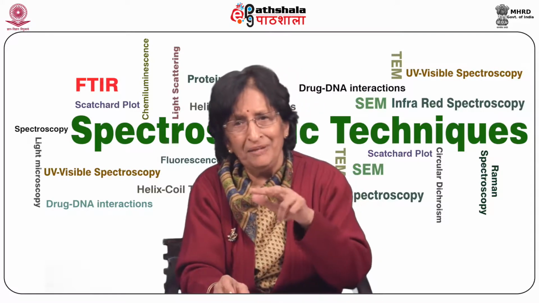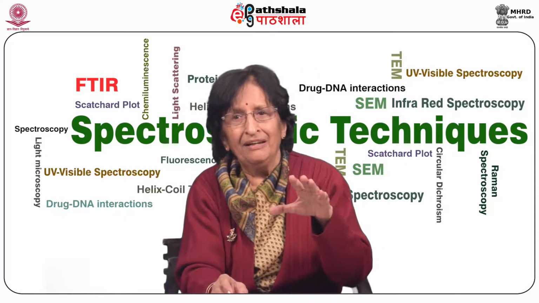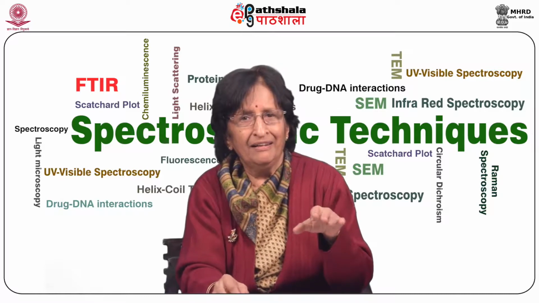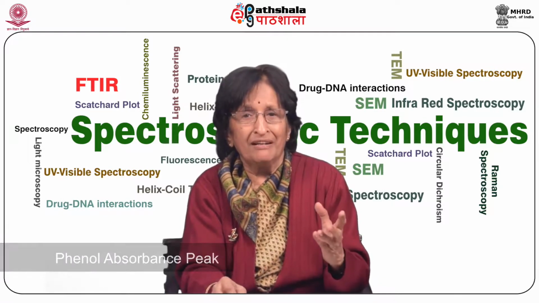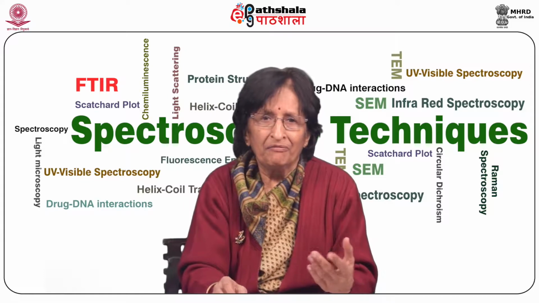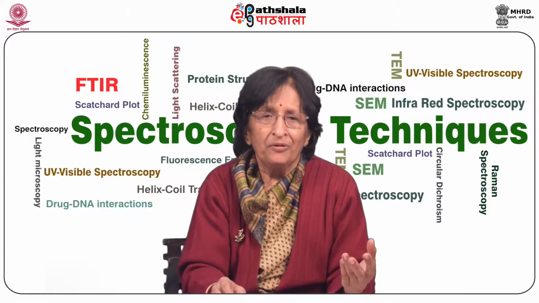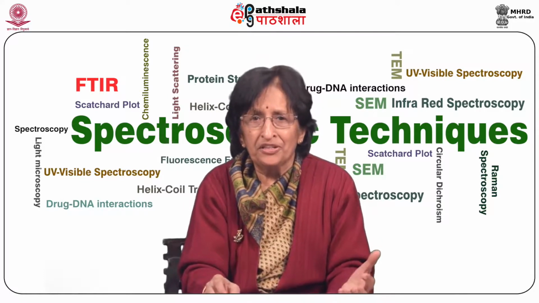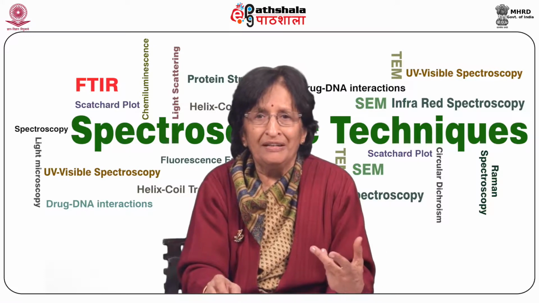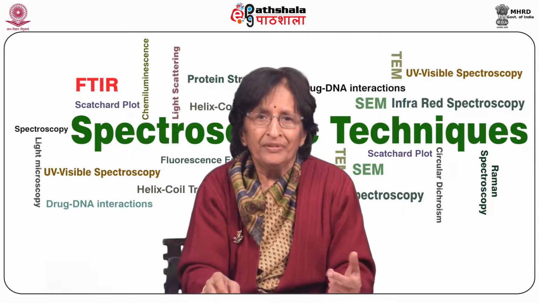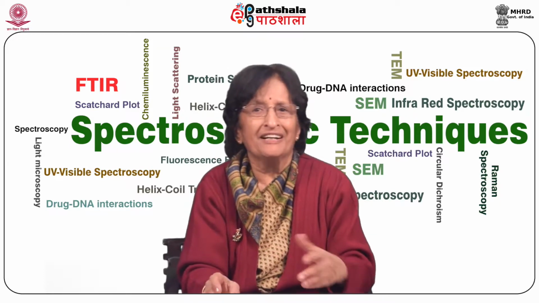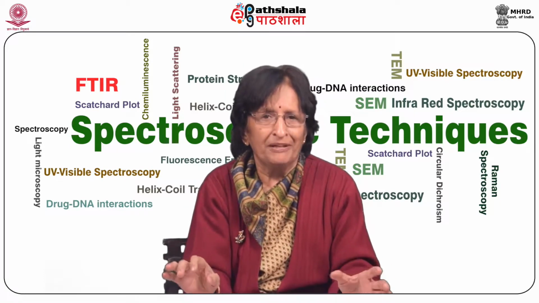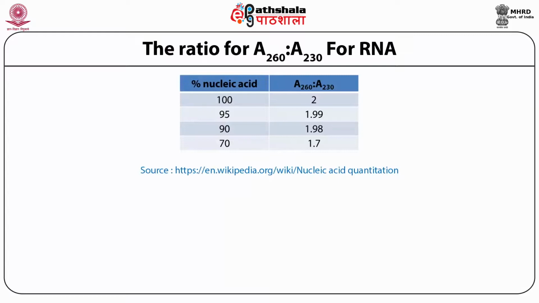The high value means there may be residual RNA from extraction. The phenol absorbance peak at 270 nanometers gives a ratio of absorbance at 260 to absorbance at 280 equal to 1.2. If phenol is used for extraction, it is the greatest source of contaminant. The absorbance ratio at 260 and 230 nanometers is also used for checking the purity of DNA.